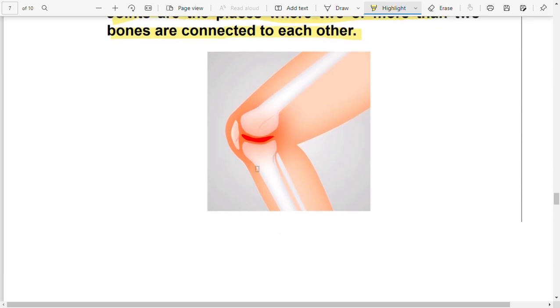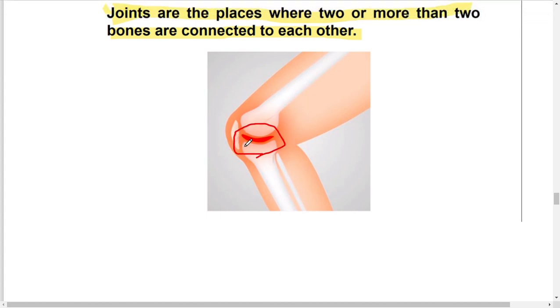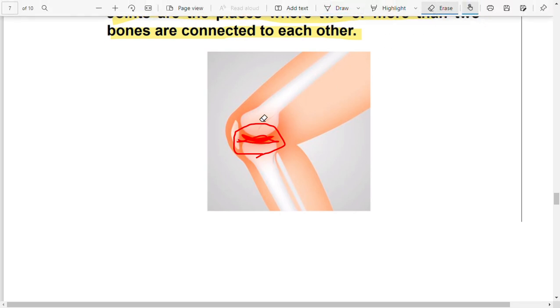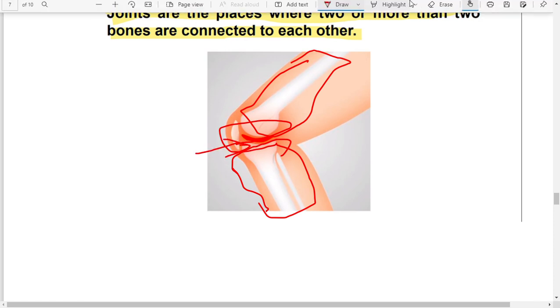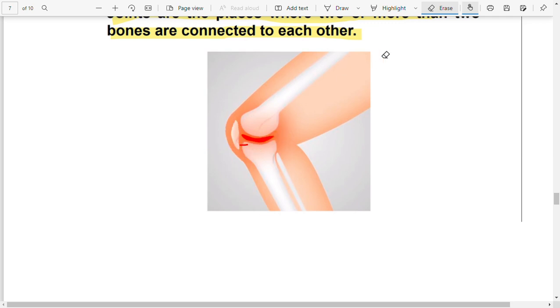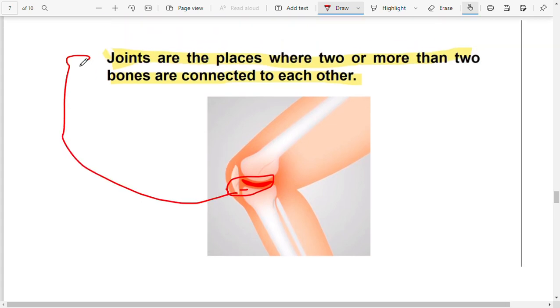Like in this picture you can see. Where is the joint? Tell me. Yes, this is a joint, this red highlighted part. I hope you understood what joints are. These two bones, the thigh bone, femur, and the tibia, are joined by this middle part. The highlighted part is called the joint.